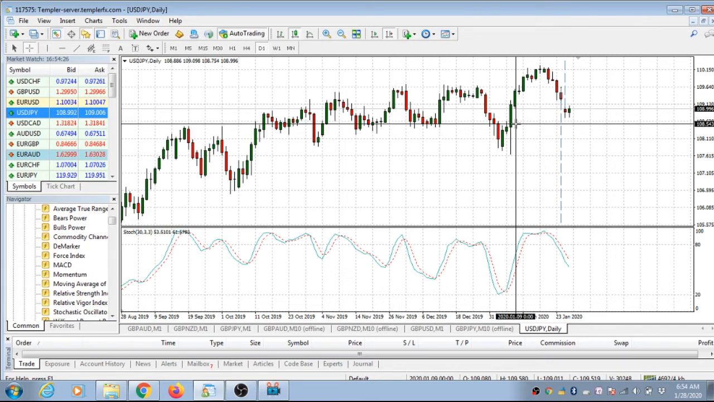Those repainting indicators are not good, because they sometimes give you the wrong signal. You may think that this is the point where the market reverses, but at the end of the day the market does not reverse at that point, and you find that you keep on losing the trades. So that was a bit difficult for me.